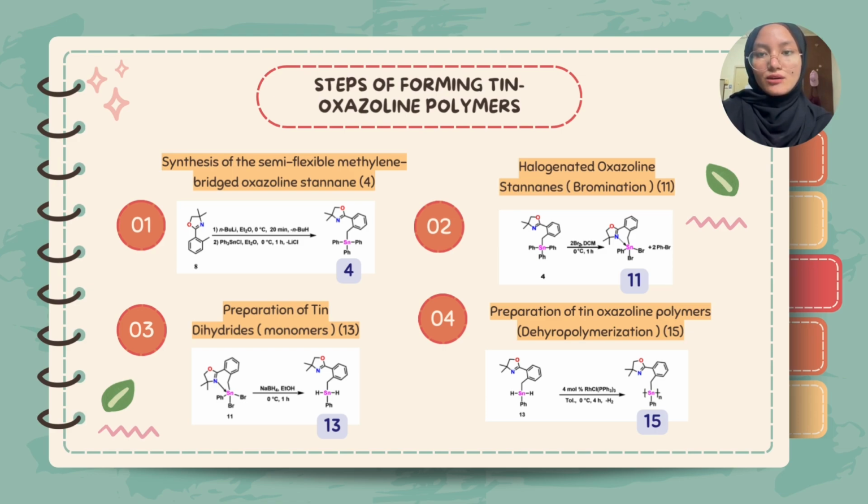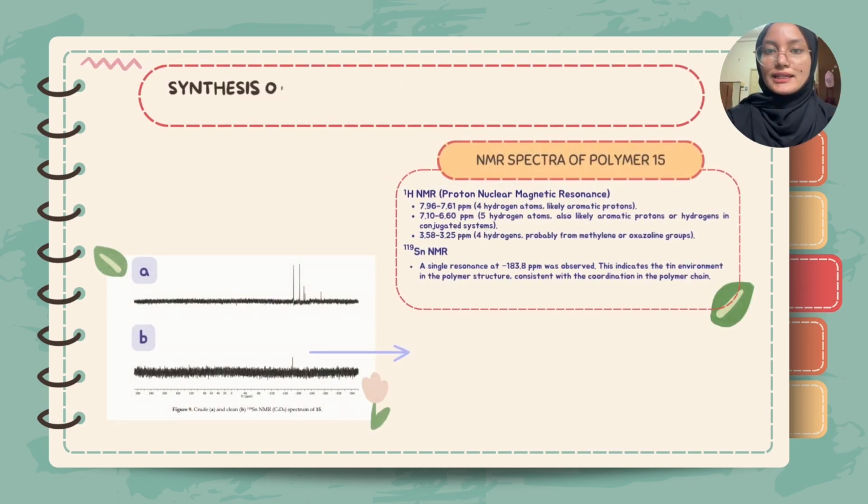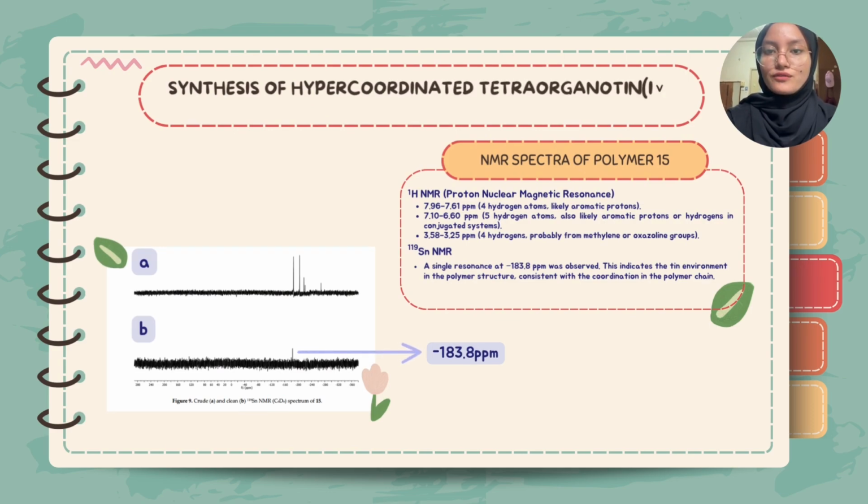The experiment also happened in controlled conditions, including low temperature like 0 degrees Celsius and inert atmosphere. This is essential to ensure the stability of the product. In the last slide, we can see the result of NMR spectra of the final product, which is polymer 15. From the picture, it shows the 119 stannum NMR spectroscopy, where a single resonance at negative 183.8 ppm is present, and this indicates the tin environment in the polymer structure.